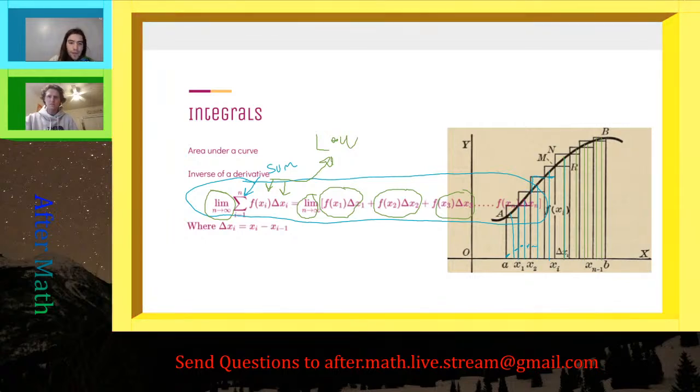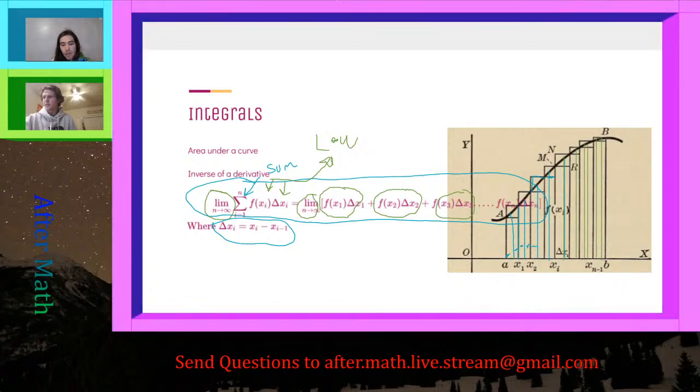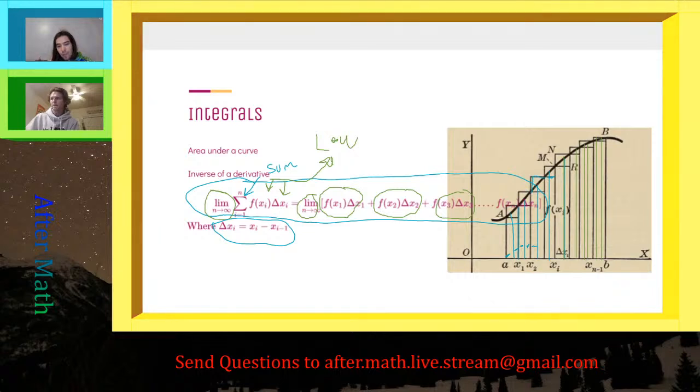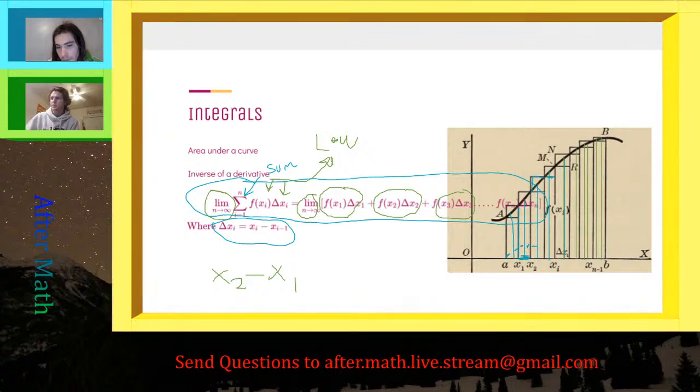And then lastly, this very bottom part here says where the change in x is just going to be, if we're looking on a graph, we have x sub i, so it's just going to be x sub i minus x sub i minus 1, right? So that would be like x2 minus x1. If we look on the graph here, that's this line over, this distance right here.